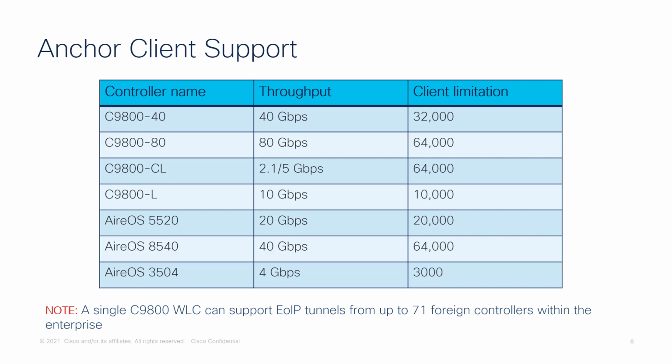The AireOS platform 5520 has a throughput of 20 gigabits per second with a client limitation of 20,000, and the AireOS 8540 has a throughput of 40 gigabits per second with a client limitation of 64,000. We also have the AireOS 3504, which has a throughput of 4 gigabits per second with a client limitation of 3,000. It is interesting to note the differences between the throughput and client limitation in comparing the Catalyst 9800 and the AireOS platforms. Also important to note that a single 9800 wireless LAN controller can support EoIP tunnels from up to 71 foreign controllers within the enterprise.